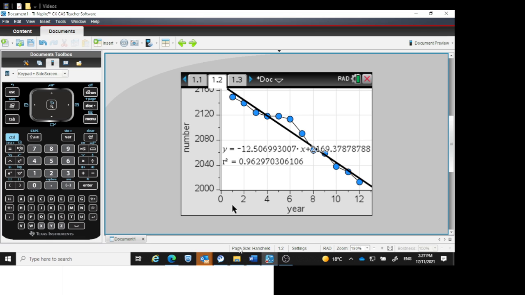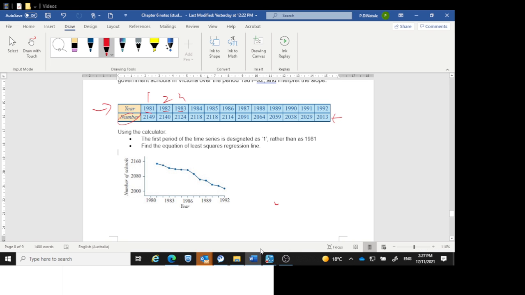So there we go. So I'm going to come back here. So this is the regression line. I've got number of schools equals 2169 minus 12.5 times the year.